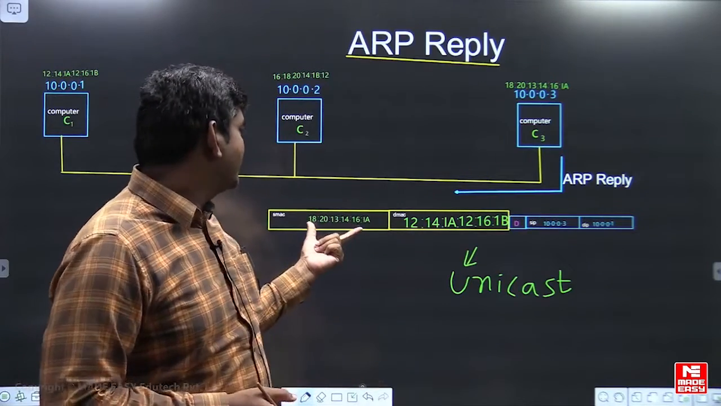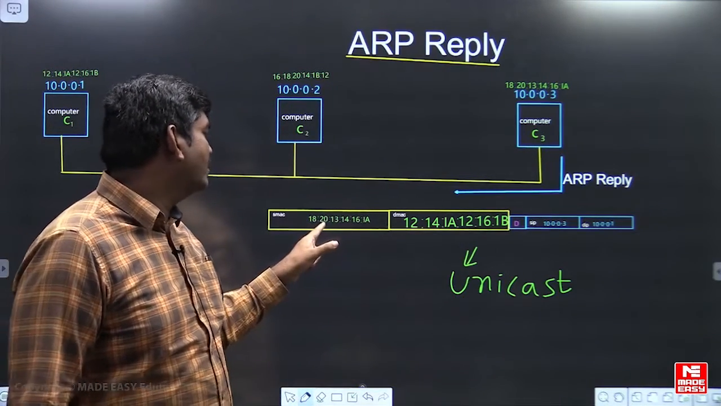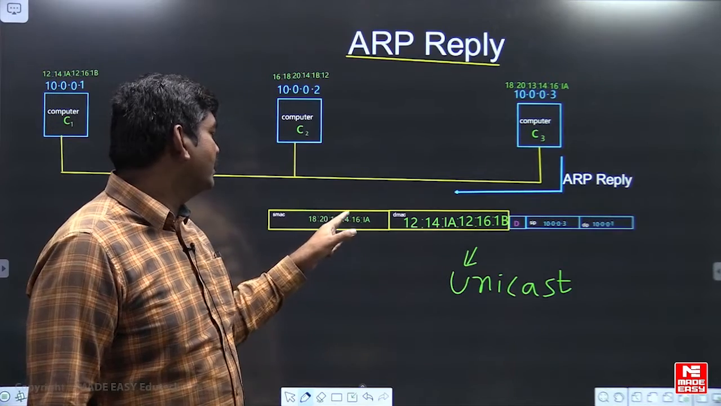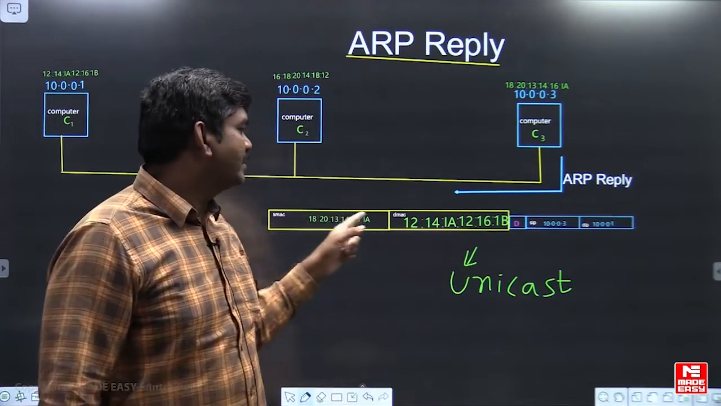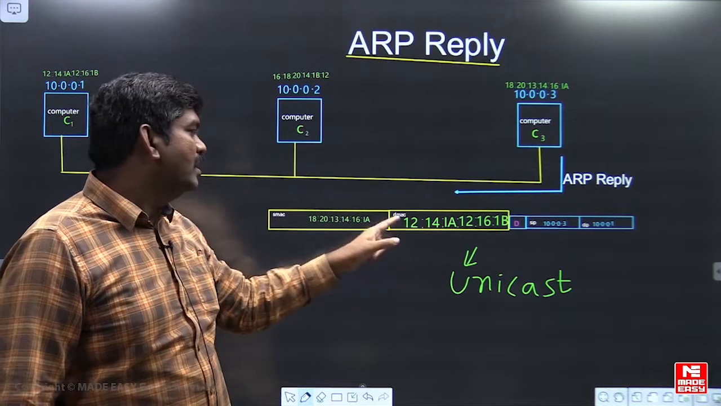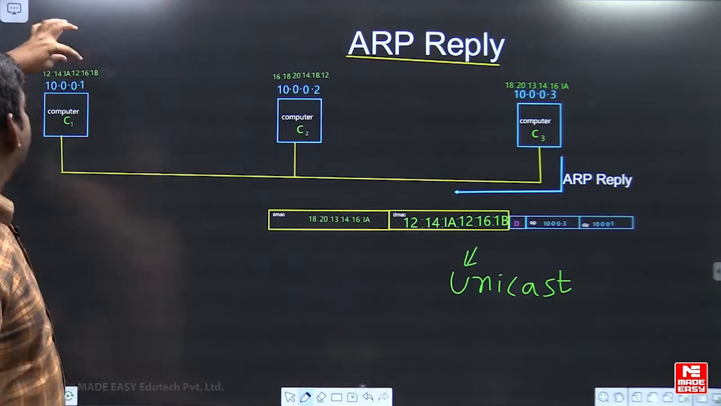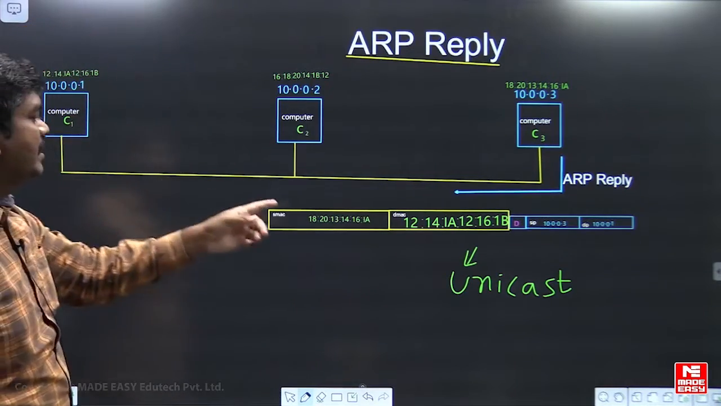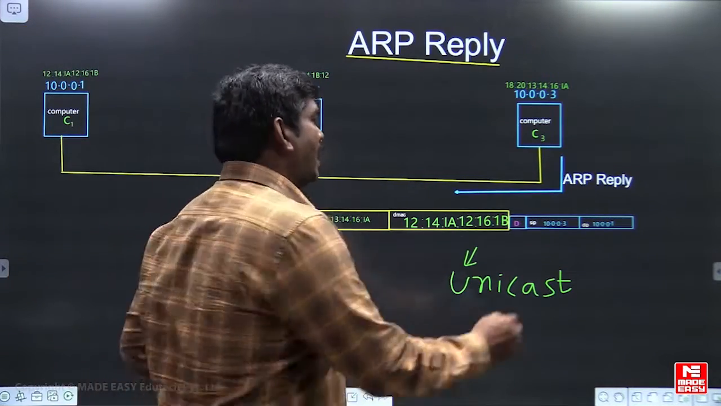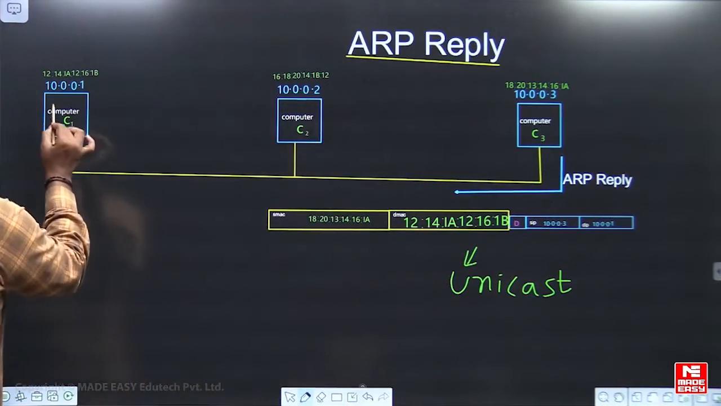You can see the source MAC address is 18:20:13:14:16:1A. This is the MAC address of this computer, meaning it is giving the response. To whom? The destination MAC, since this computer requested, is 12:14:1A:12:16:1B. It is giving the reply. Now this ARP reply will directly come to this computer.